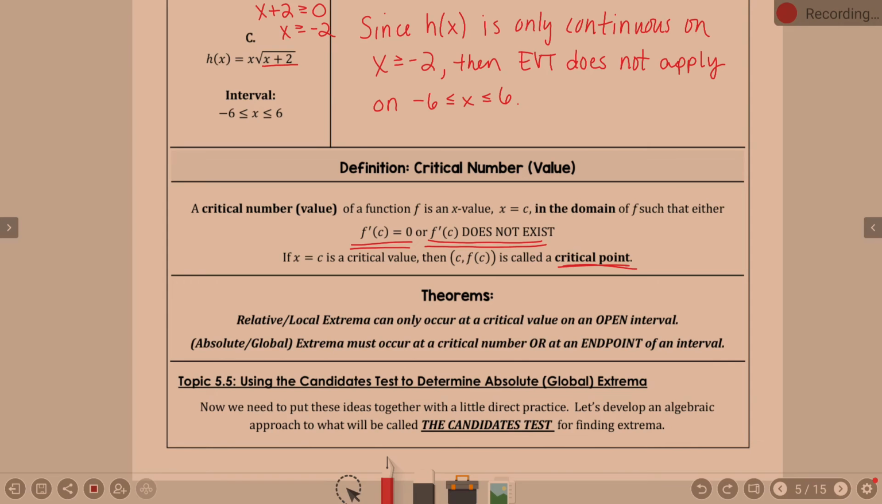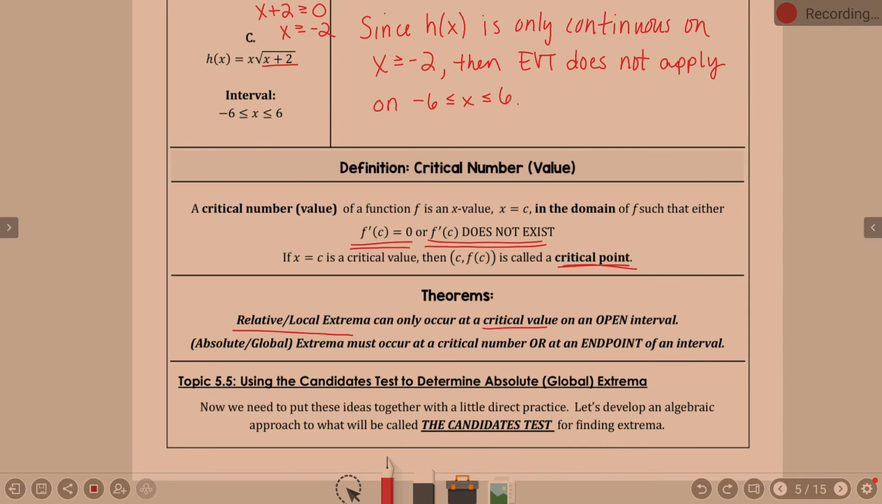Now, theorems leading into this: relative and local extrema can only occur at a critical value on an open interval. So, mins and maxes, right? They occur at critical values. Either the derivative has to equal 0 or the derivative has to not exist for there to be a min or a max, basically.